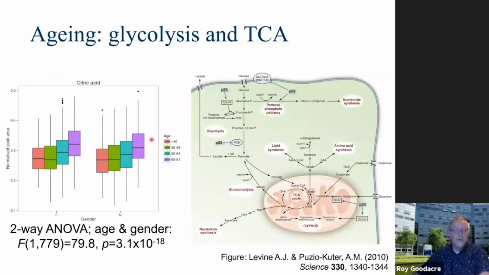We look at aging, and we find, for example, citric acid here increases as you age, both for females and males, but it starts off higher and stays higher for females than males. It's very interesting. This has been seen before, and this is due to dysregulation and basically sloppiness, if you like, in your mitochondria as you age. So you generate excess citric acid.